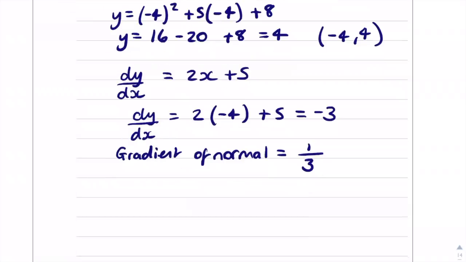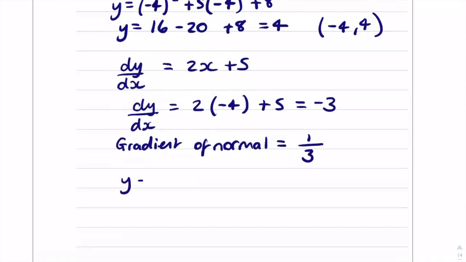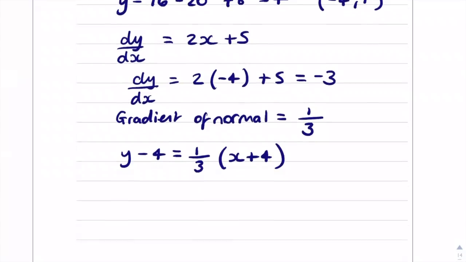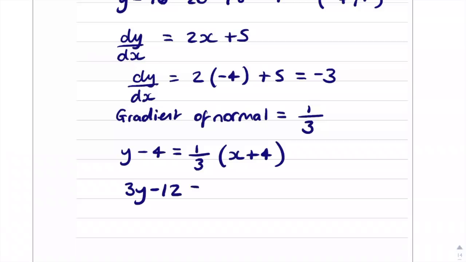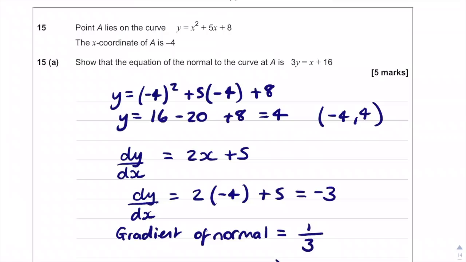And now, because we know that the normal passes through point A and it's got a gradient of 1/3, we can use the formula y minus y1 equals m(x minus x1) to work out the equation of the normal. So we're going to get y minus 4 is equal to 1/3 multiplied by (x minus minus 4), which is going to be plus 4. Then we can multiply both sides of the equation by 3. So we get 3y minus 12 is equal to x plus 4. And then we can add 12 to both sides, and we get 3y is equal to x plus 16. And that is what we had to show.